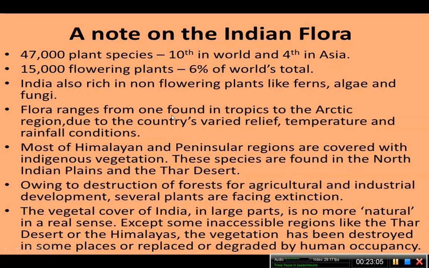Flora ranges from the tropics to the Arctic, means whichever flowering plants are seen in the world from the equator, tropics, to the Arctic, the polar region. So most of the variety of species of plants and animals can be seen in our country, due to the country's varied relief, temperature, and rainfall conditions. Most of the Himalayan and peninsular region are covered with indigenous vegetation.